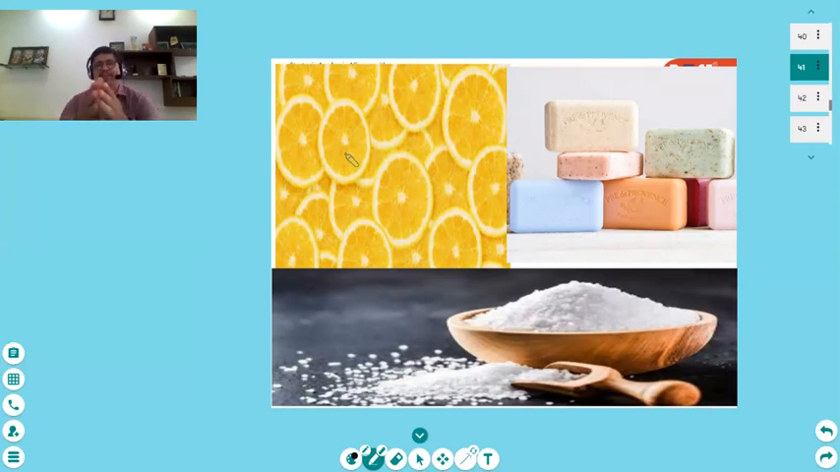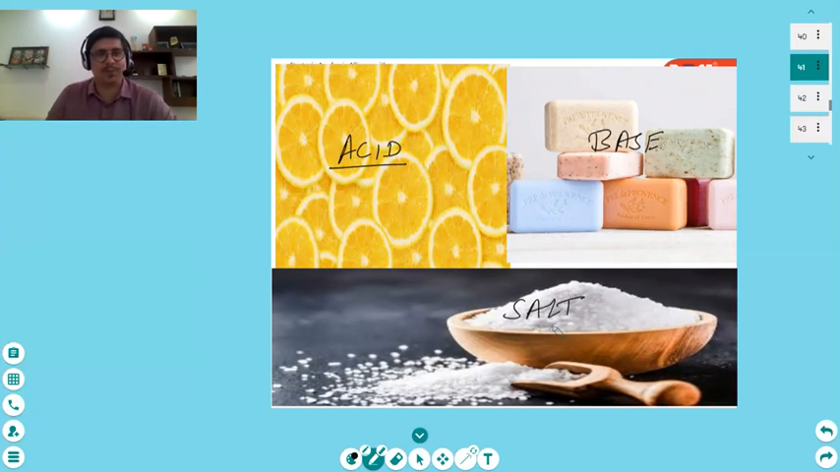When you see this, what comes to your mind? You have a lemon, you have a soap, and you have a white colored powder. Yes, that's right. Lemon contains citric acid, so this is acid. And this is soap. Soaps are basically basic, they contain base. And this is nothing but your table salt, which you eat every day in your food. That is salt. So the topic of the day is acids, bases, and salts.